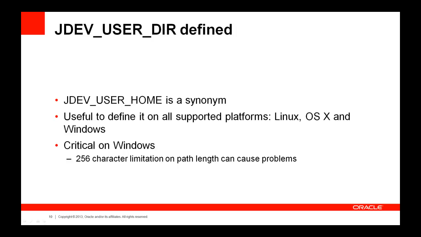If you use JDeveloper, we recommend that you define the JDev user dir environment variable or its synonym, JDev user home. It is useful to define one of those on all supported platforms, Linux, OS X, and Windows. However, it is critical to define it on Windows since that platform has got a 256-character limitation on path length. Please set it up to the shortest sensible value you can in order to prevent problems.